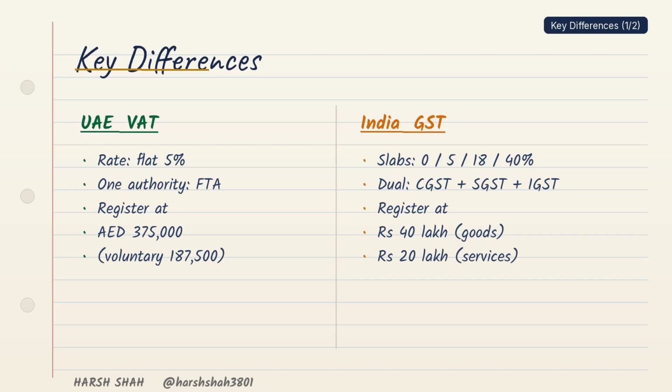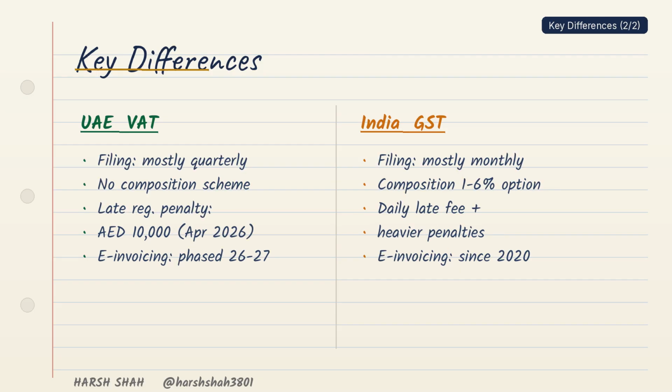Third, registration thresholds. In the UAE, registration becomes mandatory at 375,000 dirhams of annual turnover and voluntary from 187,500 dirhams. In India, the mandatory threshold is 40 lakh rupees for goods and 20 lakh for services. Fourth, filing frequency. The UAE is mostly quarterly. India is mostly monthly, with a quarterly option for small taxpayers.